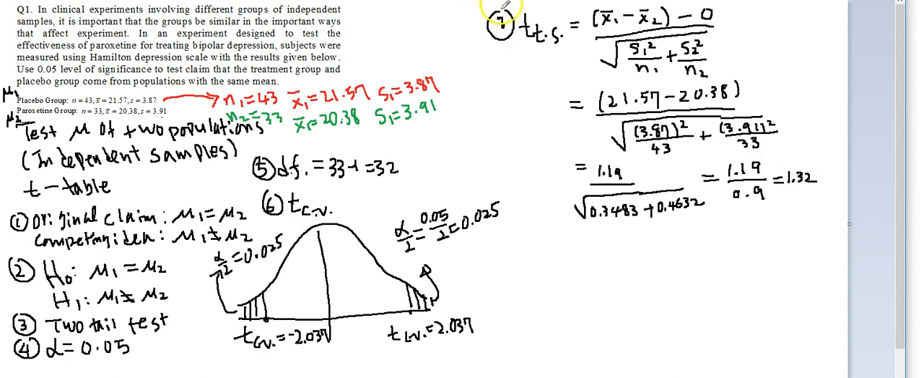So now we are going to place this on the graph here. The critical value on the right hand side is 2.037, but the test statistic was 1.32. So that's going to be on the left hand side here. Right? So you got T test statistic equals 1.32. And since the test statistic does not fall into the critical region, we fail to reject the null hypothesis. Okay?